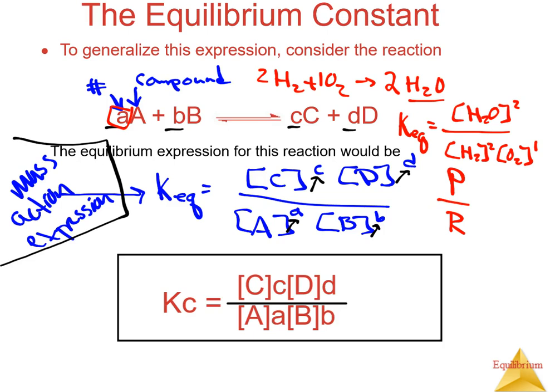Are you okay with that so far? Your equilibrium expression will always be the concentration of your products raised to their coefficients, and if there's more than one, you just keep on going, divided by the concentration of your reactants raised to their respective coefficients. And if there are many of them, you just keep on going. Not bad so far, hopefully.